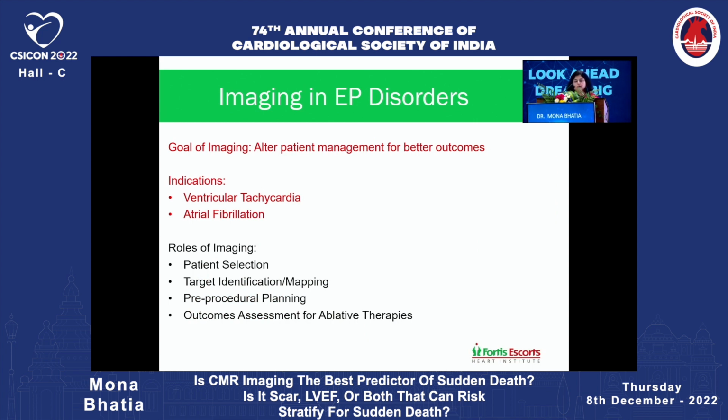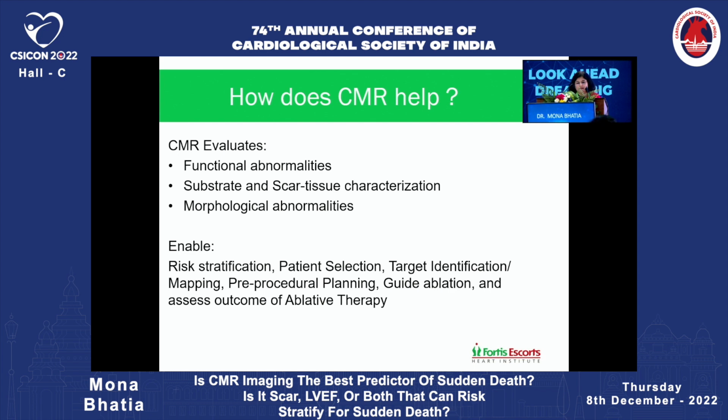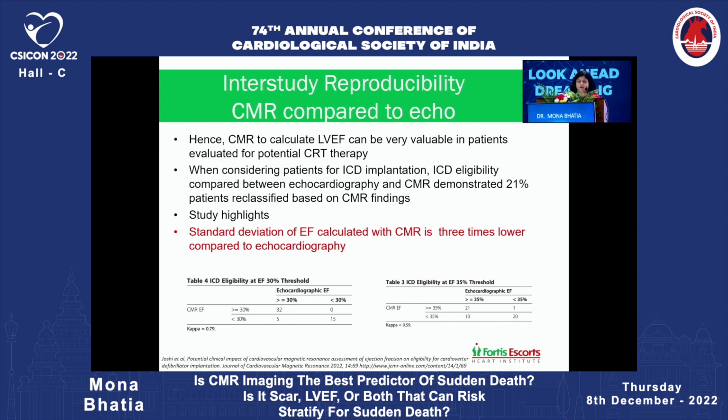So the imaging, when we're talking about EP disorders, the goal of imaging is to alter patient management for better outcomes. And the indications are essentially ventricular tachycardia and atrial fibrillation. So what is the role of CMR in VT? How does CMR help? When we talk about CMR, we're looking at functional abnormalities to assess substrate and scar tissue characterization and morphological abnormalities, which will then enable risk stratification, patient selection, target identification, mapping, pre-procedural planning, guiding of ablation, and to assess outcome of ablative therapies.